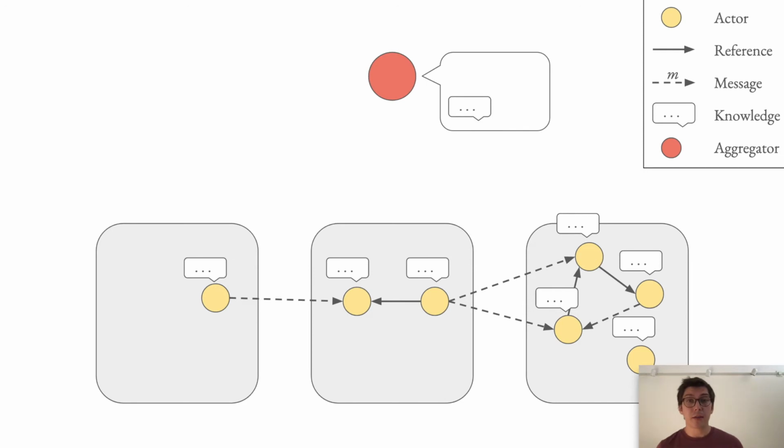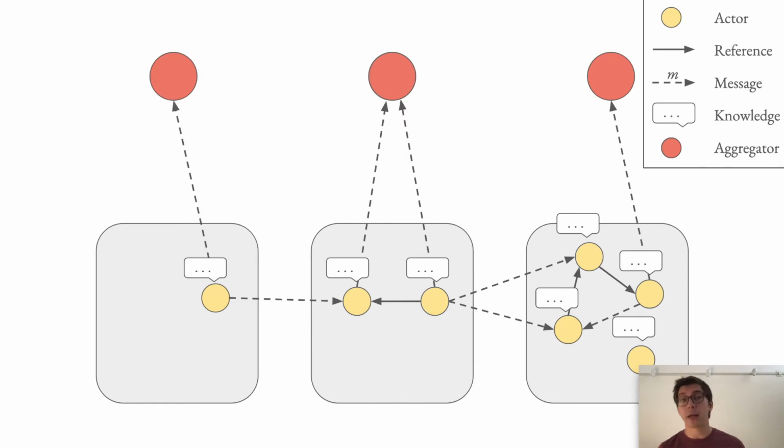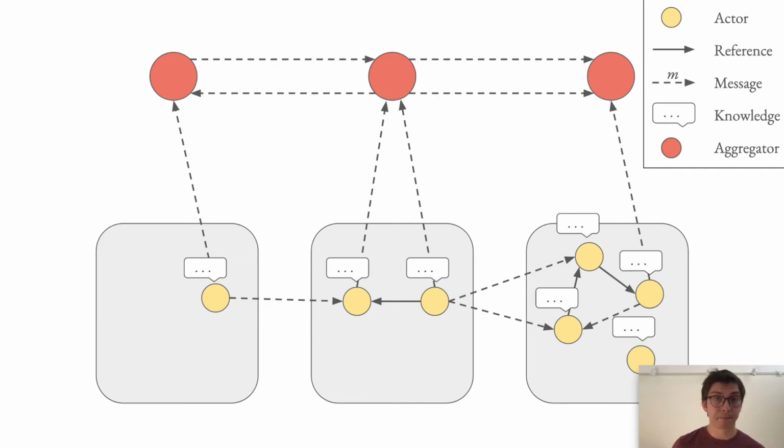Now in Pony, this aggregator is a centralized entity, making it a bottleneck. But in our approach, you can actually have, for example, a snapshot aggregator at each node. And then you can have these aggregators disseminate their snapshots amongst themselves.